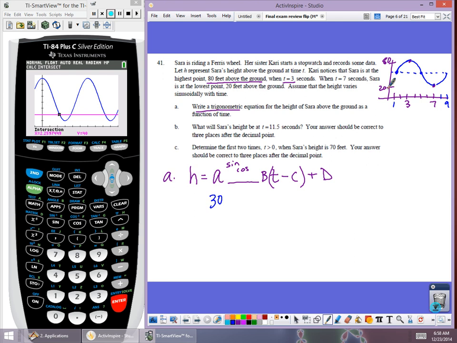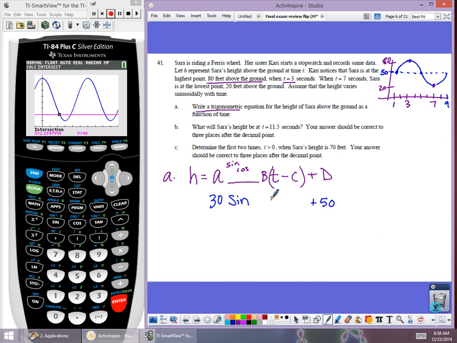So this distance is 20 plus 30, which would be 50, right? So the midline is at 50, so that's right here, 50. All right, so I'm going to decide to do a sine curve starting at 1. Now you could do a cosine curve starting at 3. Either way, it's neither here nor there. It doesn't really matter. So I'm going to say sine.